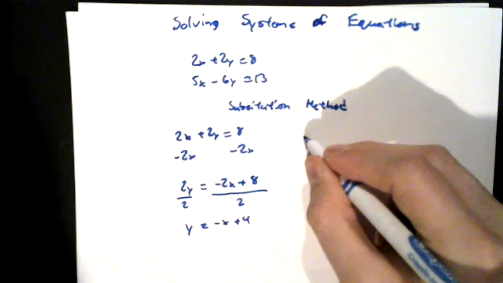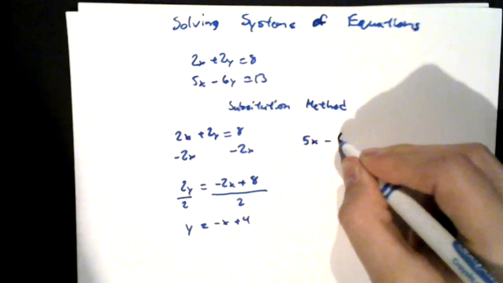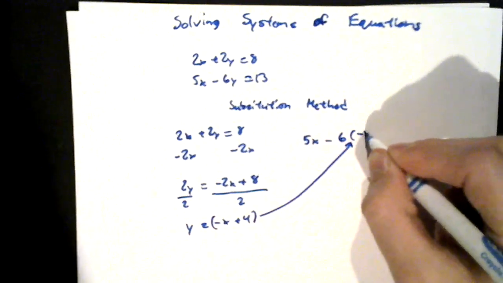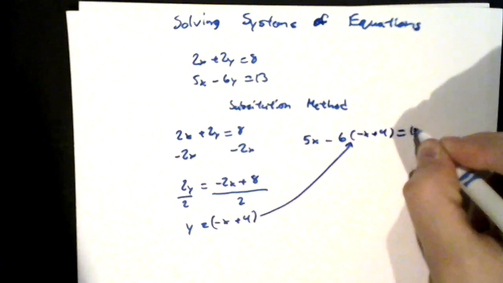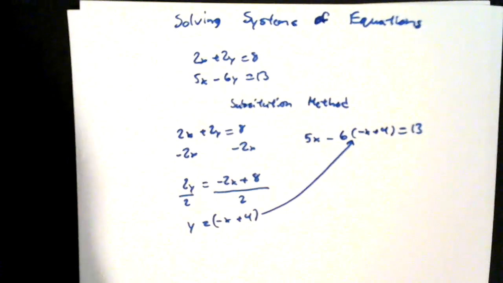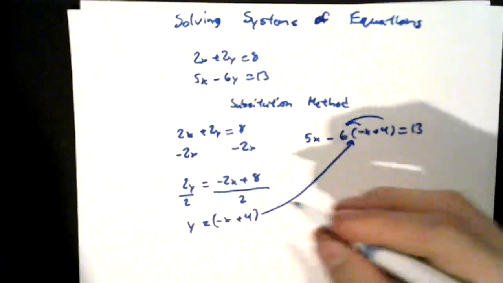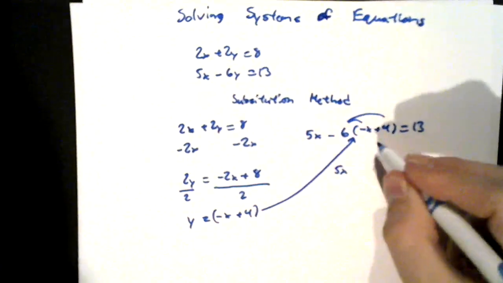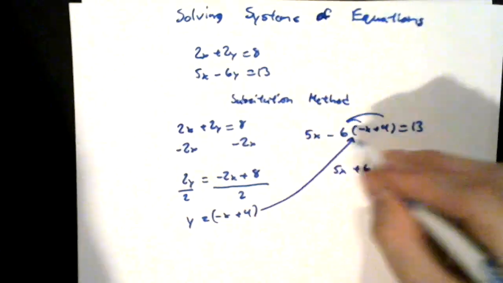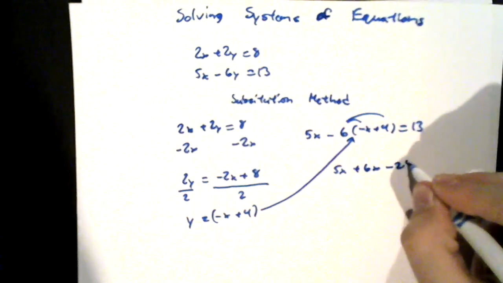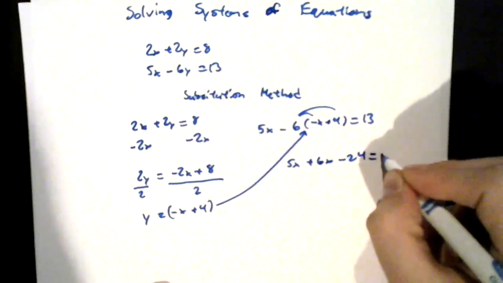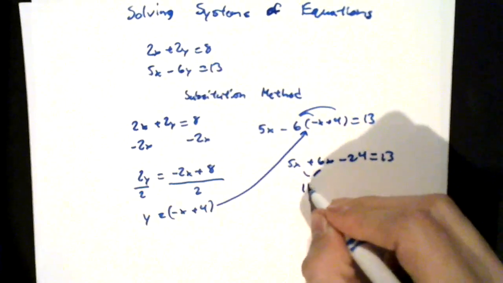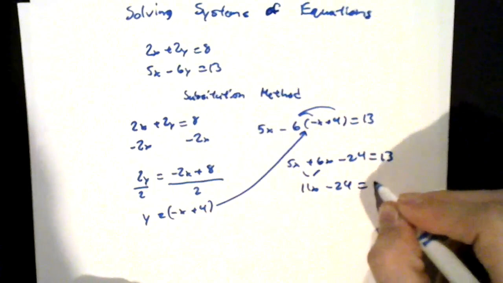So we have 5x minus 6 times this, which is negative x plus 4, equals 13. Now we can distribute. We still have 5x. The negative 6 times the negative x makes a positive 6x. Negative 6 times 4 is negative 24, equals 13. Now we'll combine like terms. 5 and 6 is 11x minus 24 equals 13.